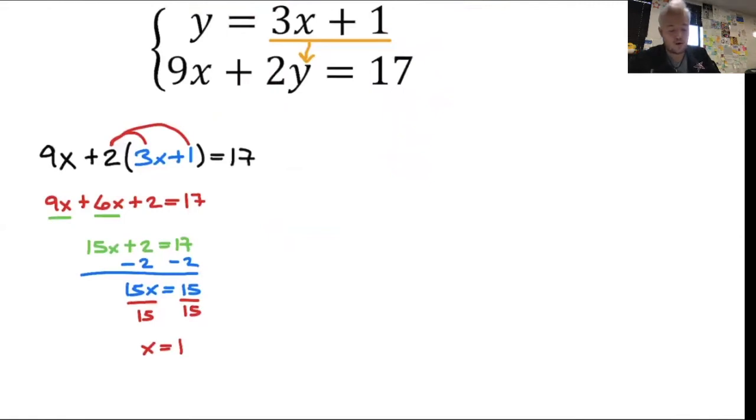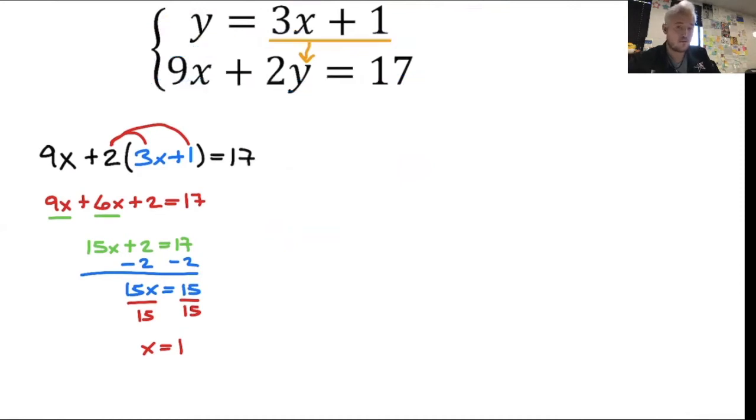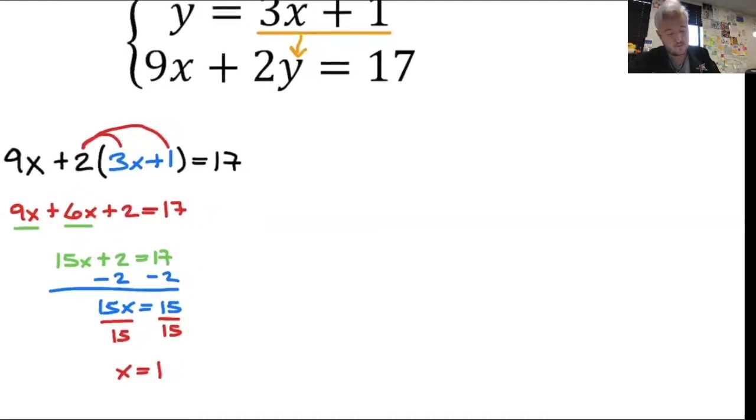Now I still got to find the y value. So I'm going to use my equation up here that's already solved for y. Now here's the thing. You can actually still plug it into your second equation that's already in standard form. If you want to plug it into that equation, go for it. It doesn't matter. I just recommend using the equation that's already solved for y. That way you're not actually creating more steps for yourself. But if you want to use standard form, you go for it.